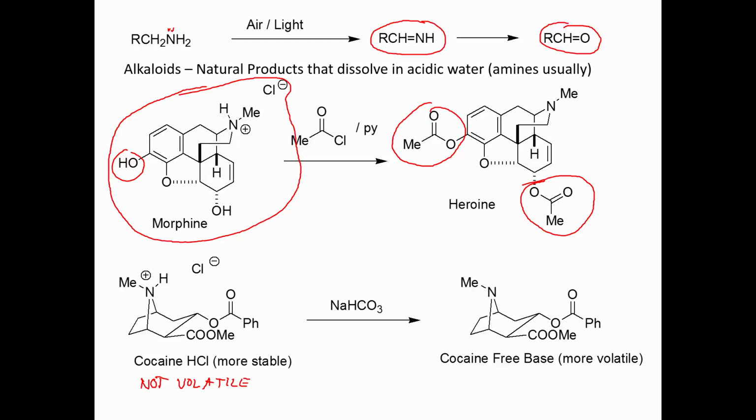So what people would do to make it more volatile and to make it smokable is to add sodium bicarbonate to it, and the sodium bicarbonate cocaine mixture is known as crack. Okay, and so the idea here is that you convert the HCl salt to the free base, and this is another term you may have heard, free basing. This makes it more volatile and makes it into a more smokable form. So that's the idea behind crack and free basing: to just remove the HCl from the cocaine.